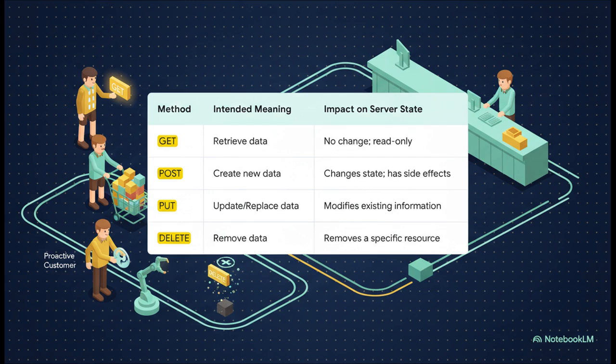A GET request says, hey, I just want to read some data. Post says, I've got new data for you to create. Put is for updating or maybe replacing existing data. And delete, well, it's exactly what it sounds like. These verbs tell the server precisely how to handle our request and what kind of impact to expect.